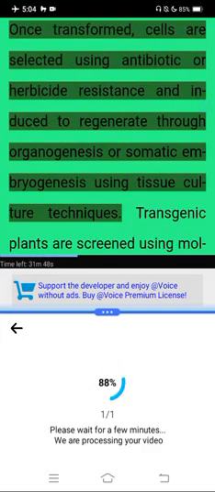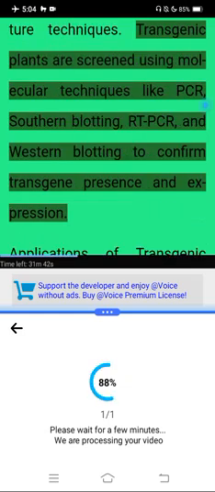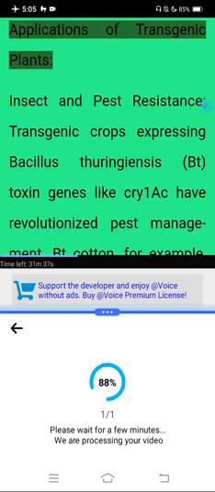Once transformed, cells are selected using antibiotic or herbicide resistance and induced to regenerate through organogenesis or somatic embryogenesis using tissue culture techniques. Transgenic plants are screened using molecular techniques like PCR, Southern blotting, RT-PCR, and Western blotting to confirm transgene presence and expression.